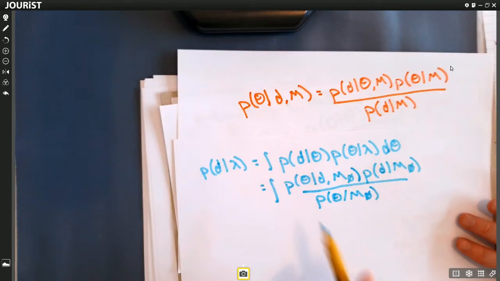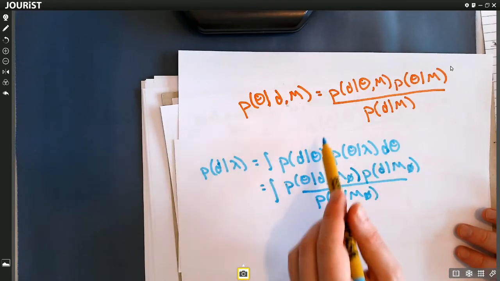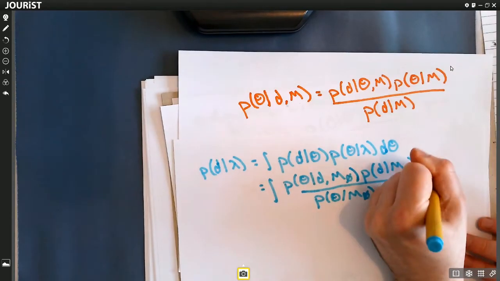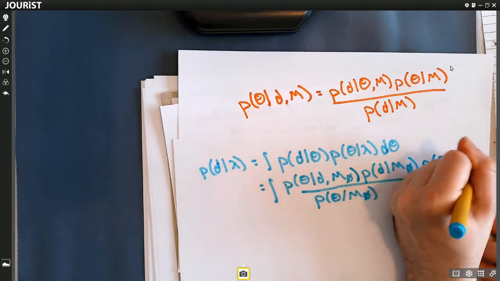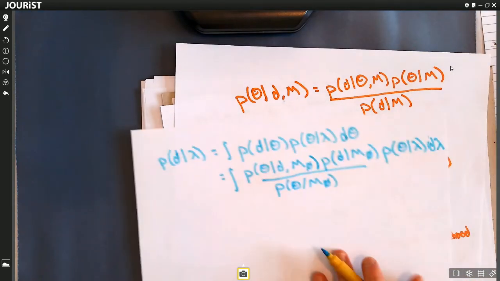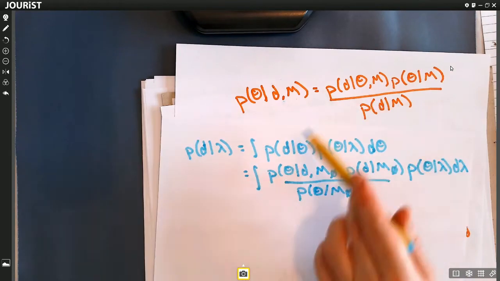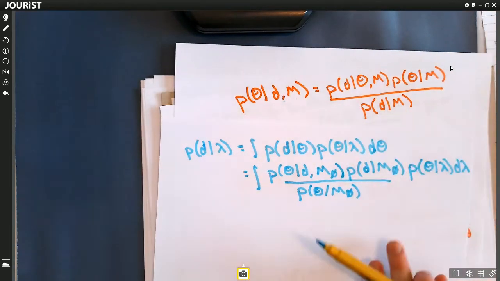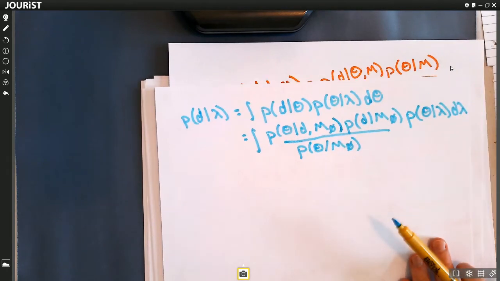Okay, so I've just replaced this term here by substituting Bayes' theorem and then weighting by our different prior. So I just expanded this term using Bayes' theorem with this particular prior form. Okay, why is this good? Why did we bother doing this?